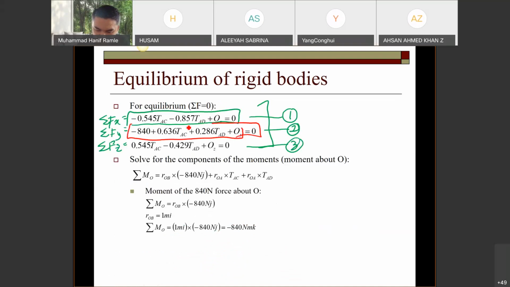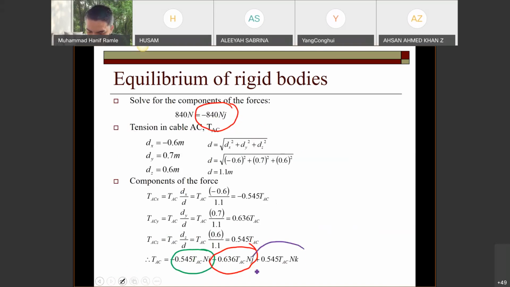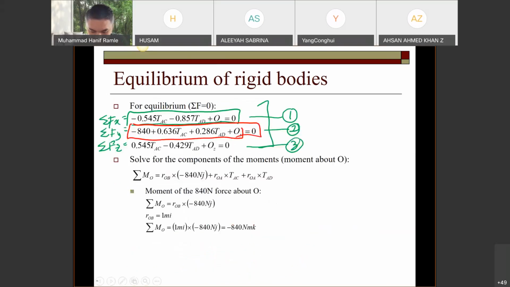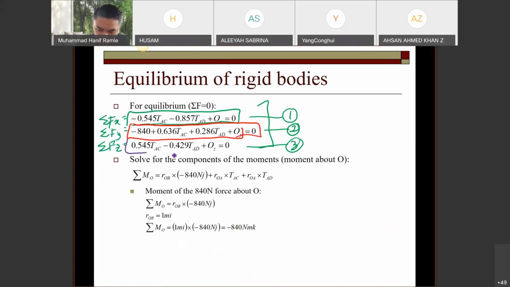And the last one is the z component. Which is this one. Add this one, and sorry, this one. So this is the z component, and you will get the z component like this. So you have three equations already.